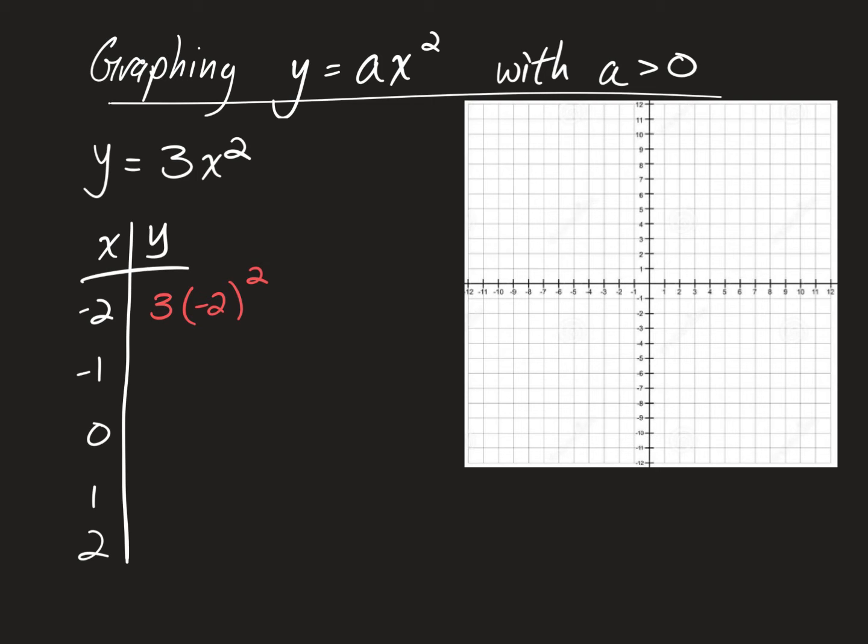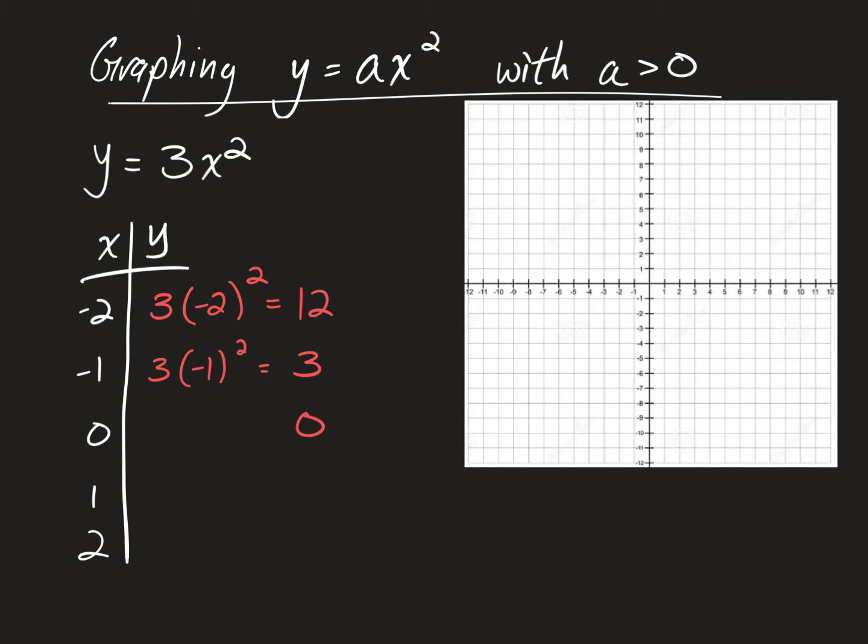The reason I'm doing that is because this is what we would need to figure out if we substitute negative 2 in for x, and then y would be equal to that number. To simplify this, we need to square the negative 2 first. So negative 2 times negative 2 is a positive 4. Then we can take that positive 4 and multiply it by 3 to get 12. And we can do this down here too. So 3 times negative 1 squared. Negative 1 times negative 1 is positive 1. Positive 1 times 3 is 3.